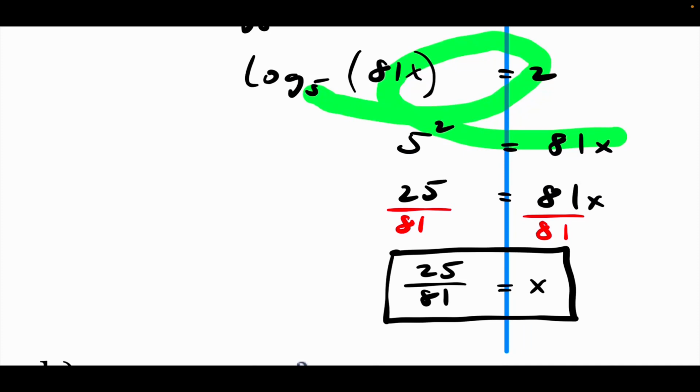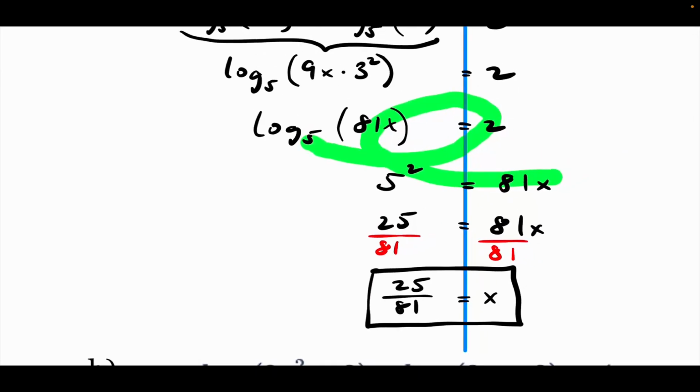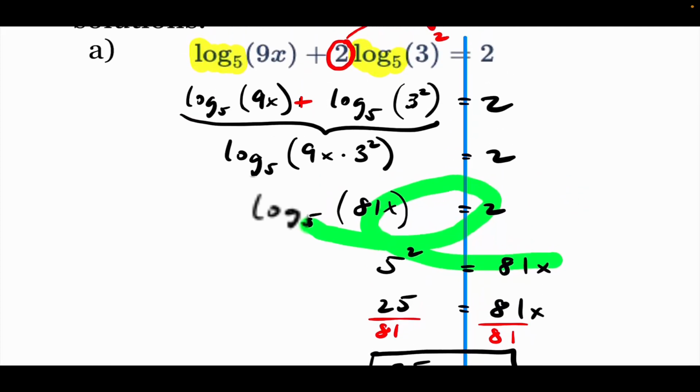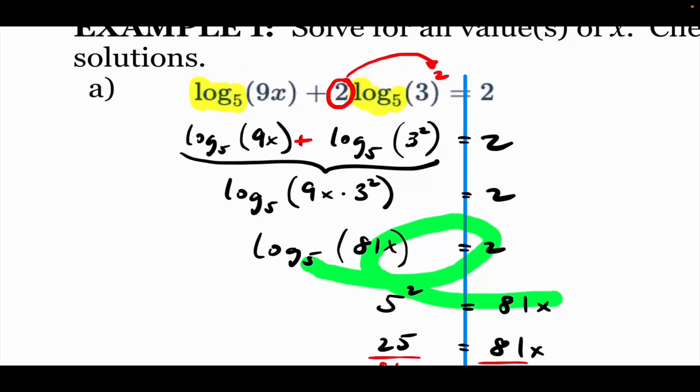One thing we do have to do for logs is check for extraneous solutions. We haven't done this since last chapter. I think last chapter we did extraneous. And the chapter before that. We've done a few chapters. So how do we know if it's extraneous? This is how we know. We're going to plug our answer back into the parentheses. If I get a negative, extraneous. If it's positive or 0, I'm okay.